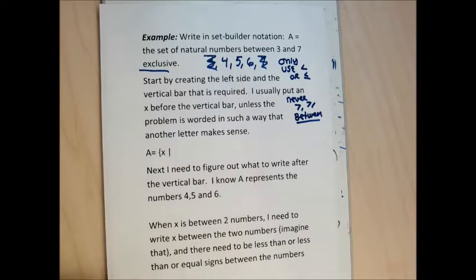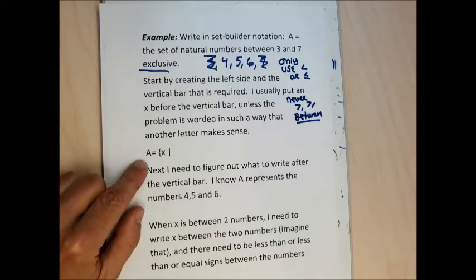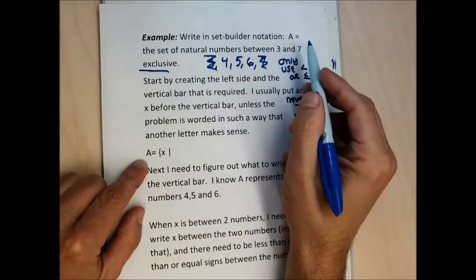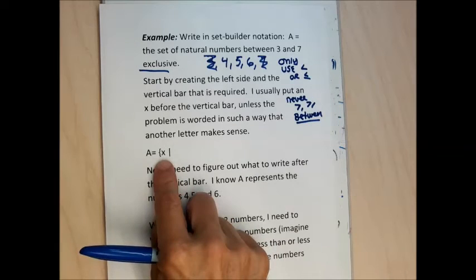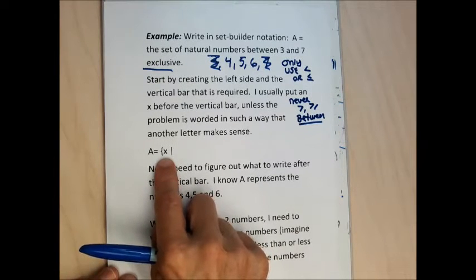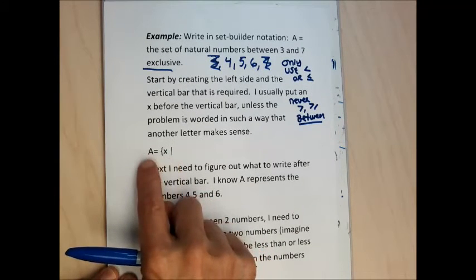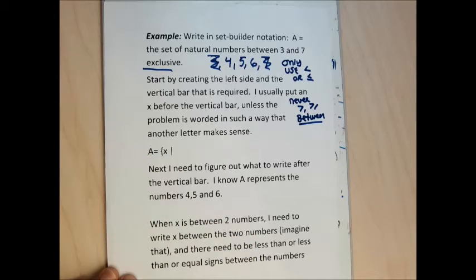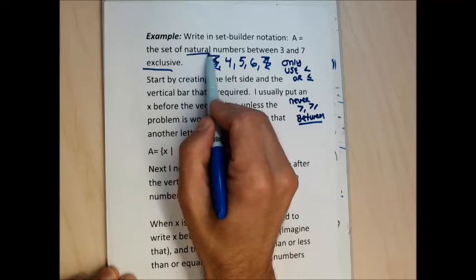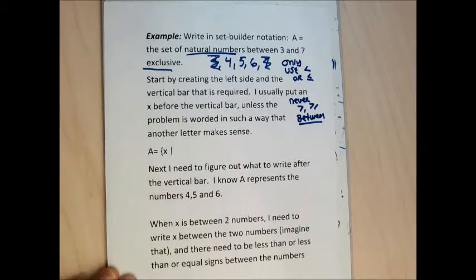So let me start to do that. I start with the left-hand side. I write the name of the set, which is A, equals, and always in set builder notation, unless I have a real reason not to, I use the letter x followed by a vertical bar. This says A equals the set of all x with the property that, and boom, I better say something about it being a natural number, because x is natural numbers.